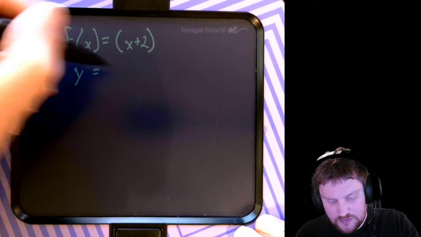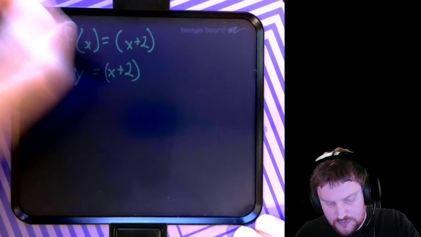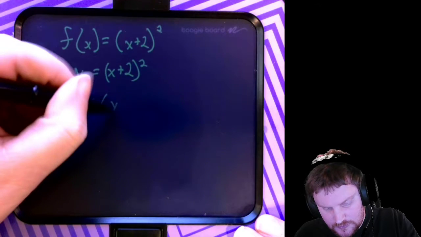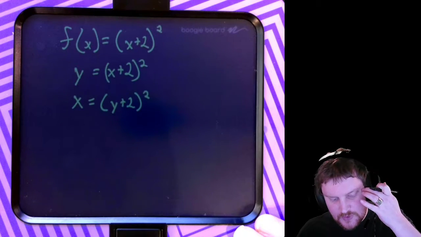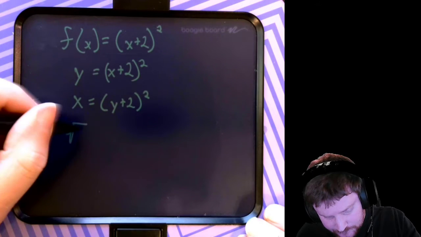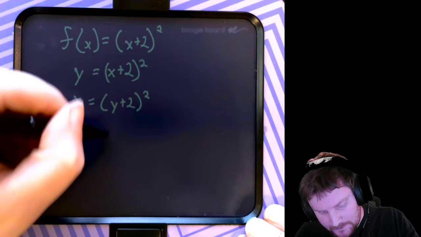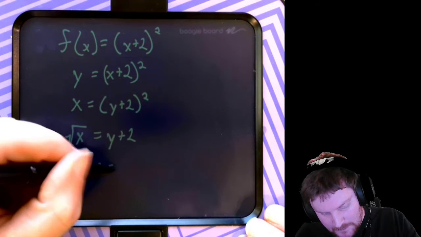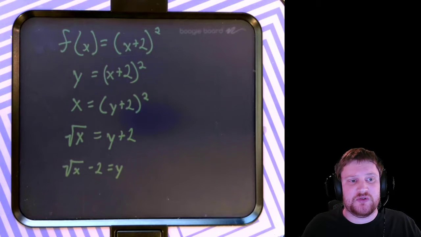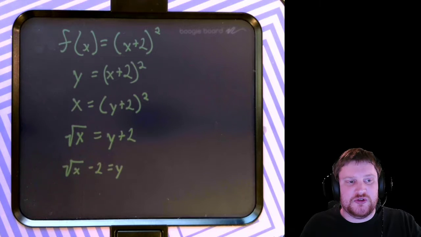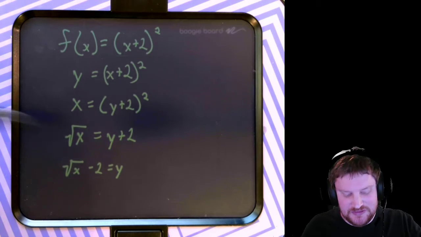Change this to y. Forgot the squared. Switch x and y. And then we need to solve for y. Well, the opposite of squared is square root. Opposite of plus 2 is minus 2. So that tells us that the positive square root function, the inverse positive square root function, is this.